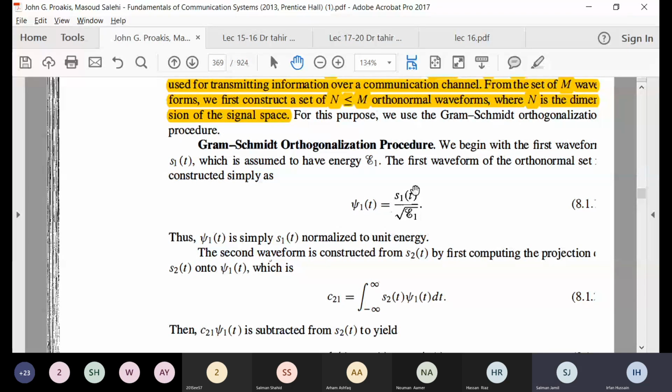सर, ये मुझे नहीं समझ आ रहा कि ये स्क्वायर रूट E1 से डिवाइड करेंगे तो ये यूनिट नॉर्मलाइज 1 क्यों हो रही है, मतलब नॉर्मलाइजेशन क्यों है स्क्वायर रूट ऑफ एनर्जी से डिवाइड करने से? हाँ, नॉर्मलाइजेशन इसलिए हम कहते हैं because the energy of this psi1 becomes 1. That is why we say we normalize it by dividing it by root E1.